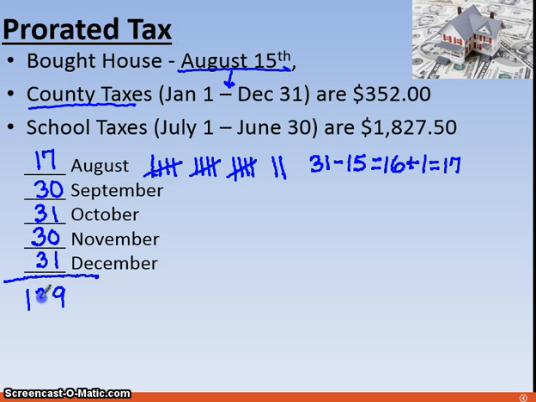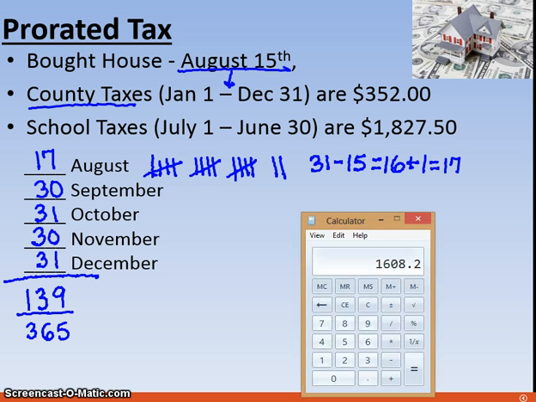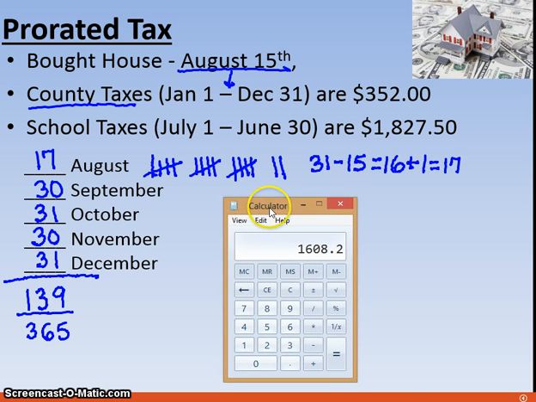So we are owning this house 139 out of 365 days. That's how many days make 1 year. That's how many days make a whole. Now, we know that's a fraction. We want to know what percent of the year we're going to own the home.